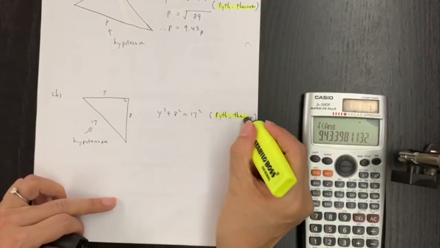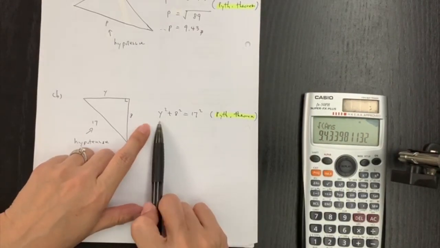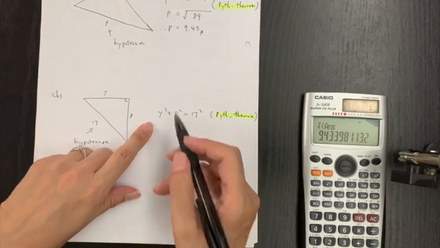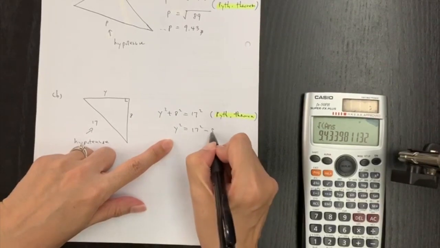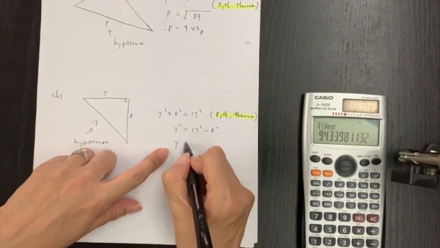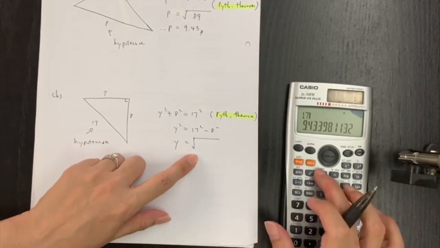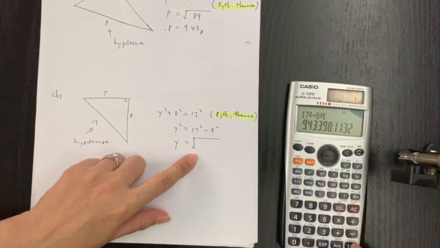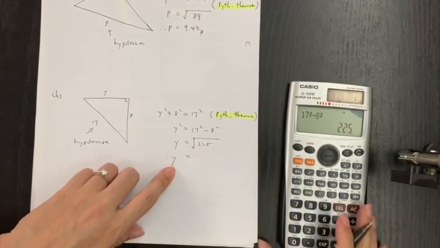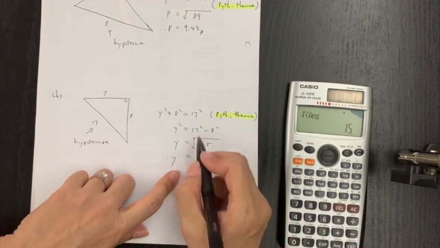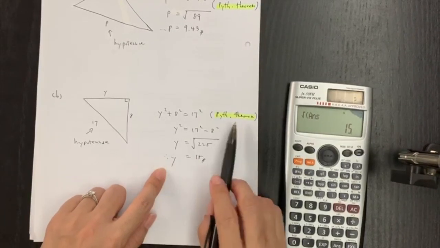This is a new thing in this chapter, Pythagoras theorem. Next I have to find y by solving the equation. This is my subject, and I move this to the right hand side, minus 8 squared. To find y, I need to take square roots. So I have 17 squared minus 8 squared, which gives 225 inside. What is the square root of 225? It is 15. This is how we find the unknown by using Pythagoras theorem.